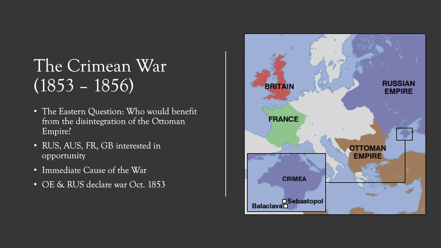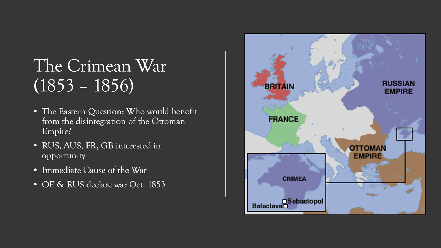Moving on to the second bullet point. Specifically, Russia, Austria, and Great Britain were really interested in the political and economic opportunities presented by the disintegration of the Ottoman Empire. Russia wanted to expand their sphere of influence and control, especially in the Black Sea, which is right over here, and the Mediterranean region.